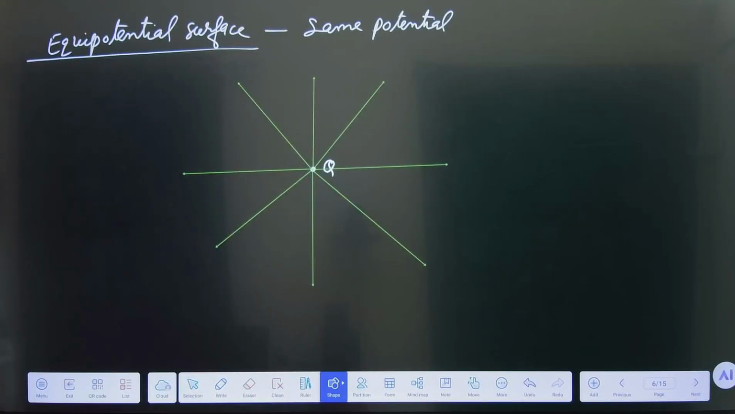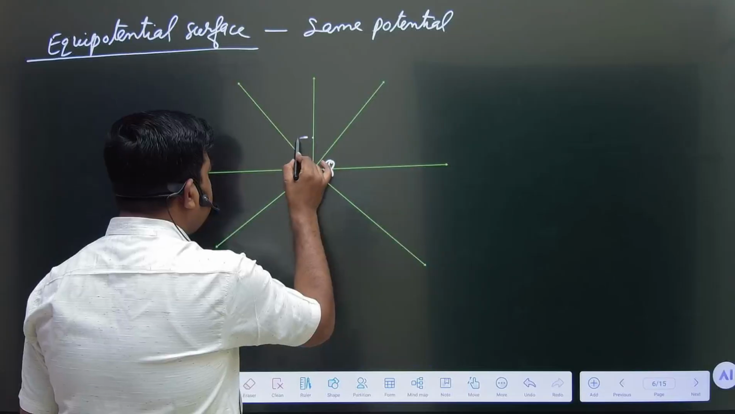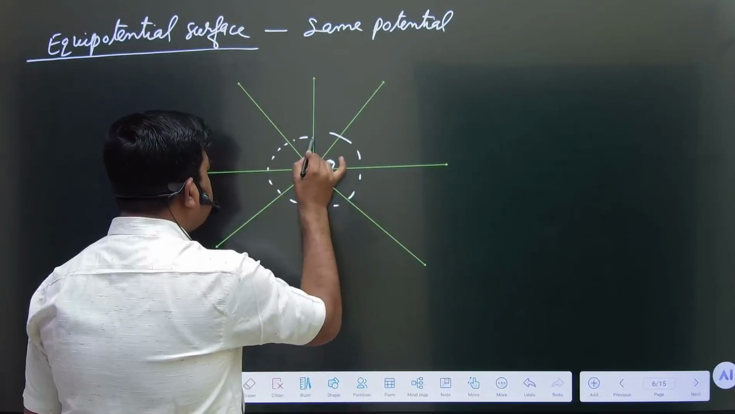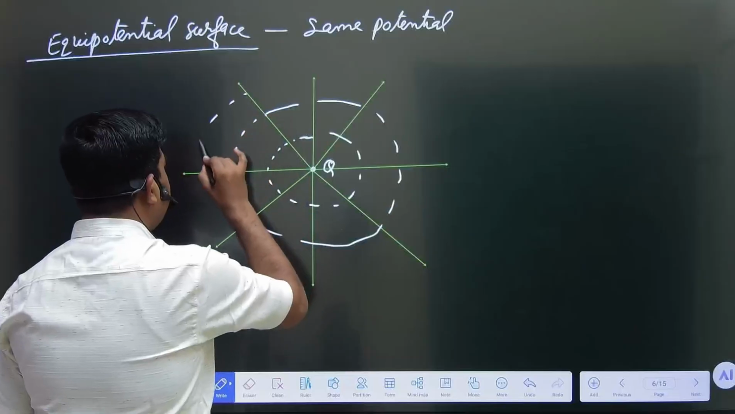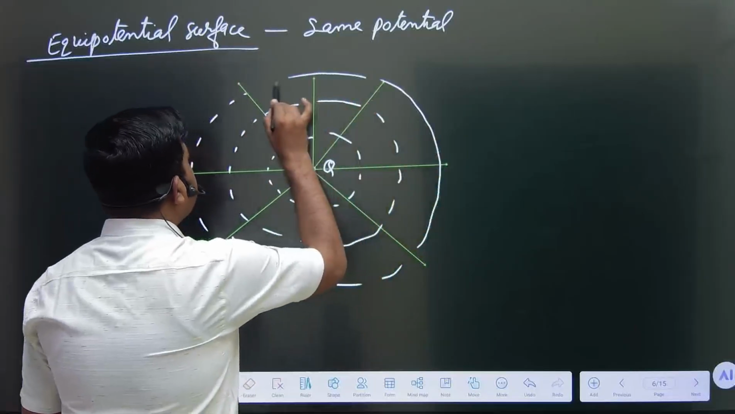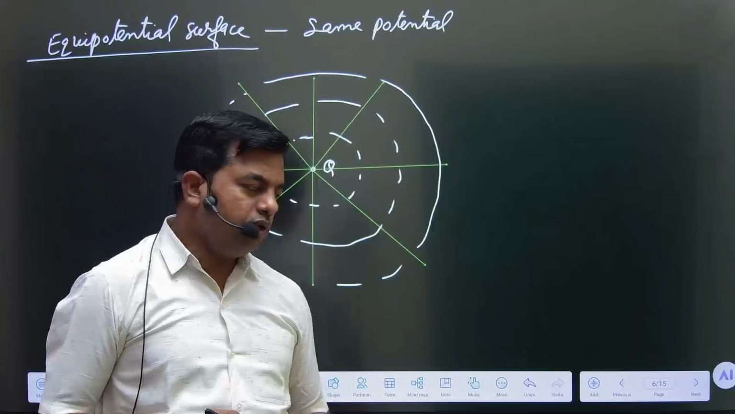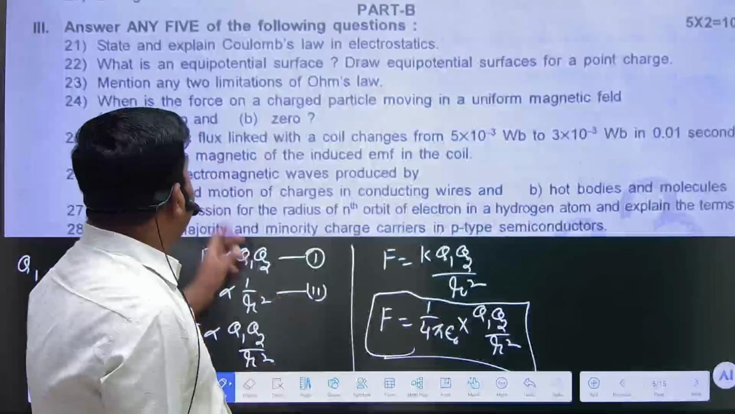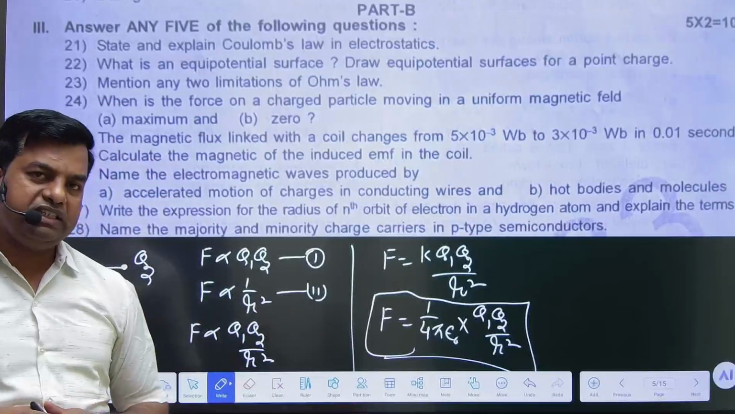Now here we have to draw the equipotential surface due to this point charge. So now this is the circle, spheres like this. These are the equipotential surfaces. Clear to you? So the question is: what is the equipotential surface? Draw the equipotential surface for the point charge.